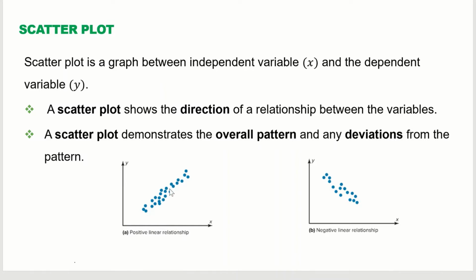So if you see any point far away from the cluster of points, then you can say that there is a deviation. If there is one point somewhere up there, or a point somewhere down here, then we say that there is a deviation from the pattern, and such a point which lies far from the regular pattern is called an outlier. So the scatter plot will give you the direction of the relationship between two variables, the independent variable and the dependent variable.